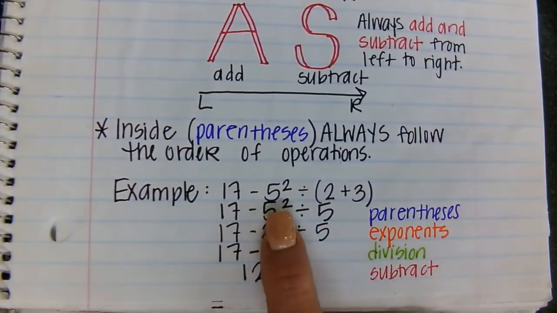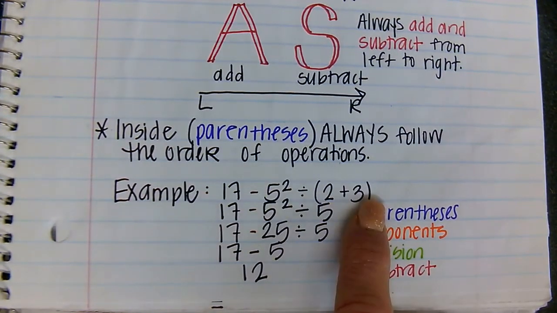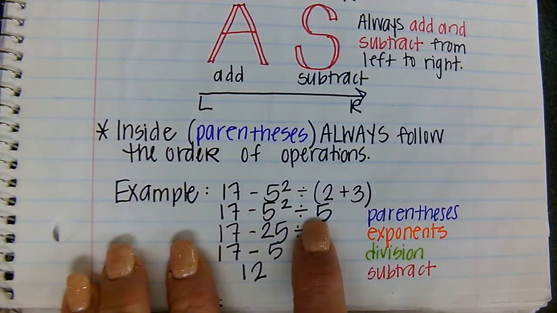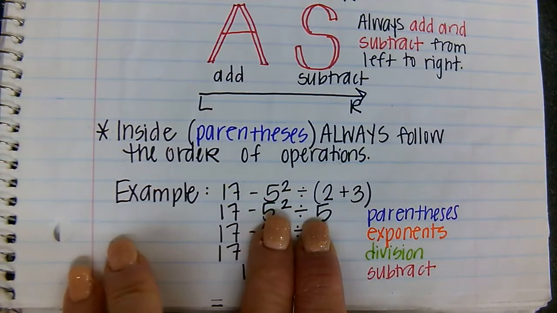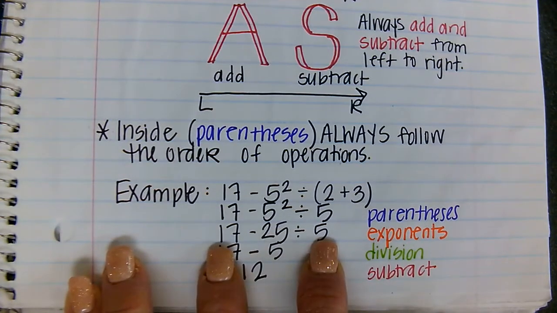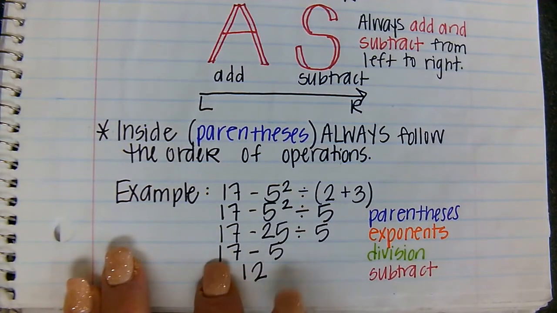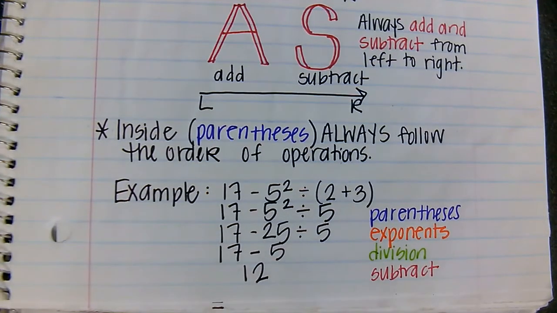If you had 17 minus 5 squared, divide the quantity, that's what you say when you see the parentheses, the quantity of 2 plus 3, you would do 2 plus 3 first and bring down the rest of it. And then you would do 5 squared and bring down the rest of it. Then you would do the division, 25 divide 5 and get 5. And then 17 minus 5 is 12.